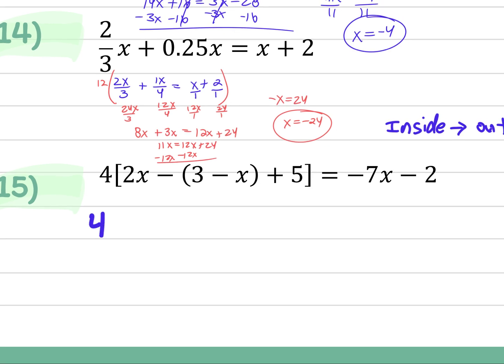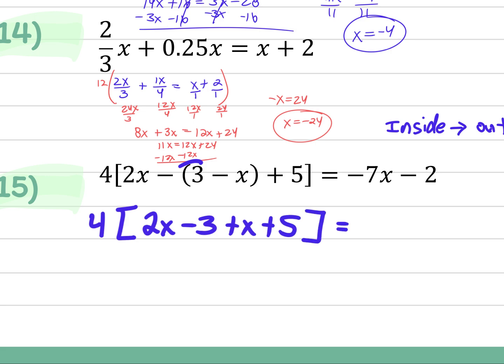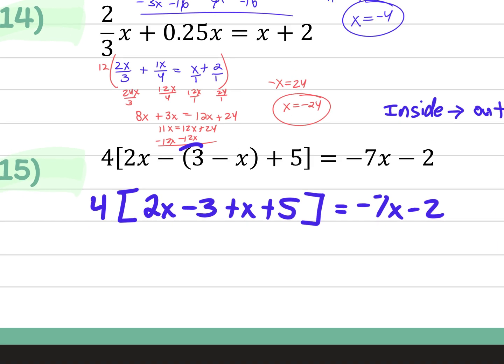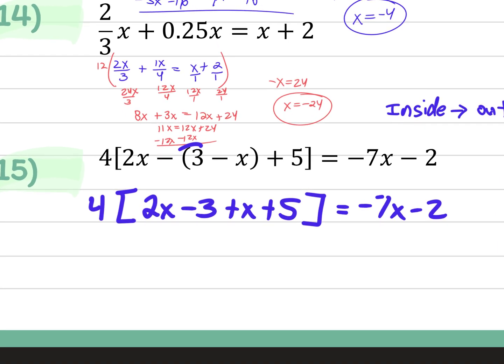I still have my 4 out here. I'm going to rewrite this. This is 2x. What do I do with that negative sign? It's good. So minus 3, then what? Plus x plus 5. And that bracket, and then I have negative 7x minus 2 on the other side. Wouldn't that be minus 5? No. You only distribute the negative to the parentheses? Mm-hmm. If it was inside the parentheses, yes, but it's not.